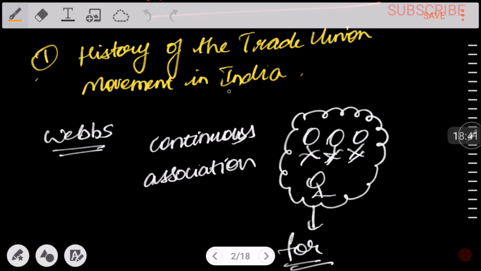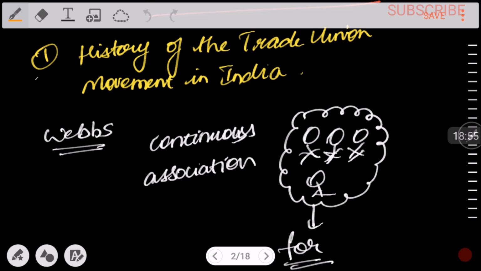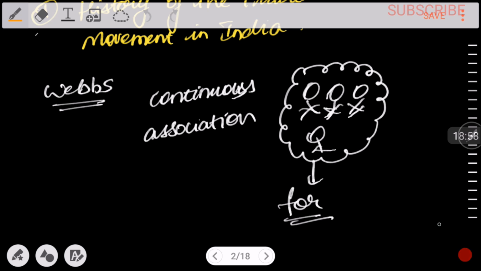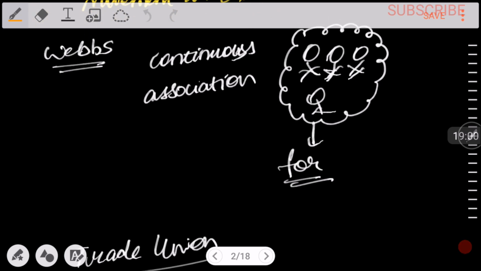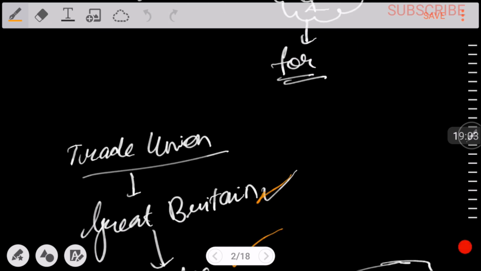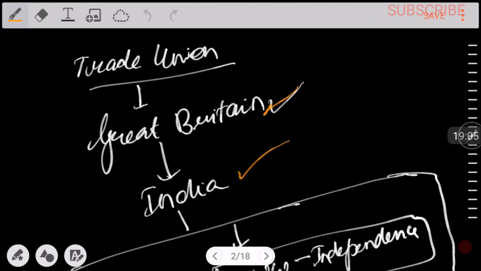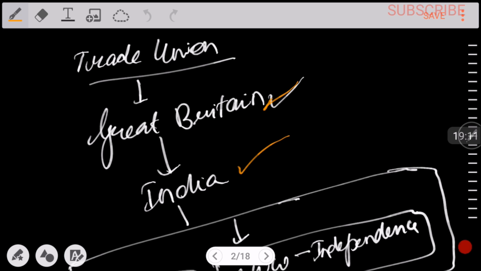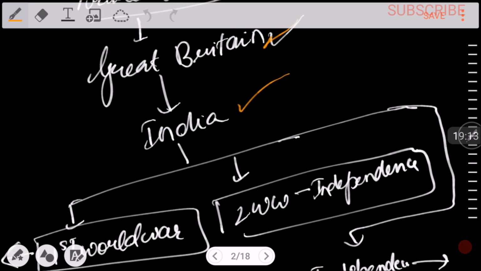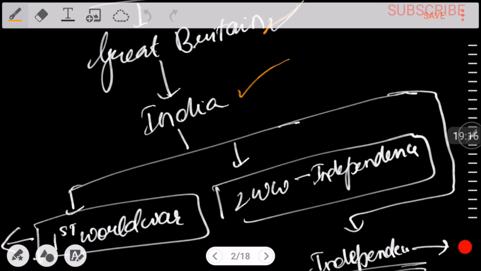We will do a quick recap of unit 1 that we have discussed just now. First, we discussed the history of the trade union movement in India, where we said that a trade union is a continuous association of wage earners for the purpose of maintaining or improving the conditions of their working lives. The birthplace of trade unionism was Great Britain. From Great Britain, trade unionism crept into India.